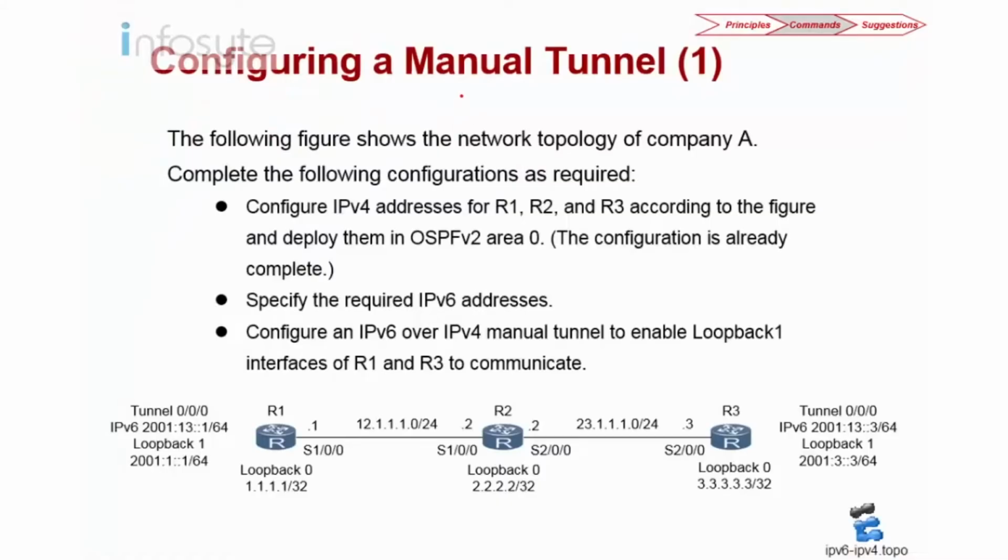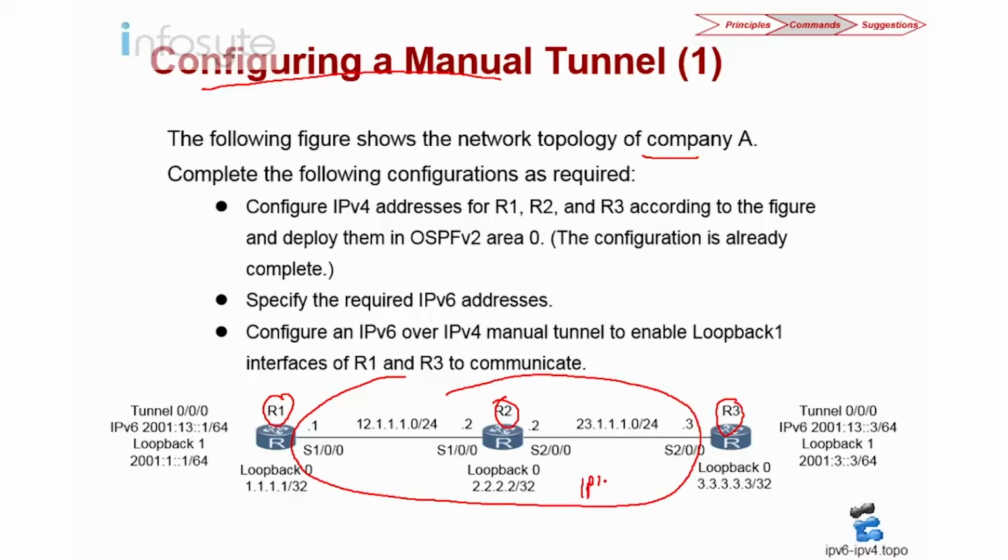Now for this exercise, we are going to look into configuring a manual tunnel. Here we have company A with a similar topology: R1, R2 and R3. You can see that this network is IPv4. All routers 1, 2, 3 have already been pre-configured with OSPFv2, in this case IPv4 area 0. The configuration has already been completed.